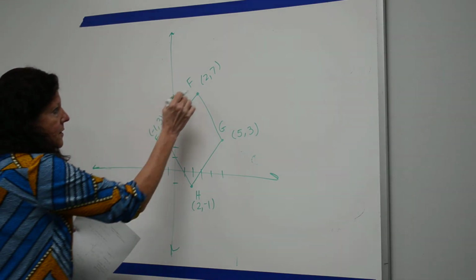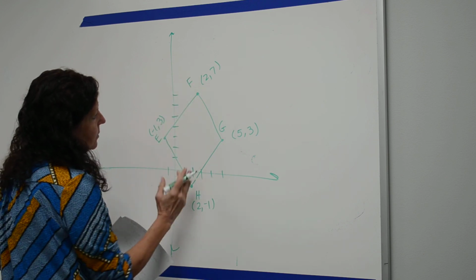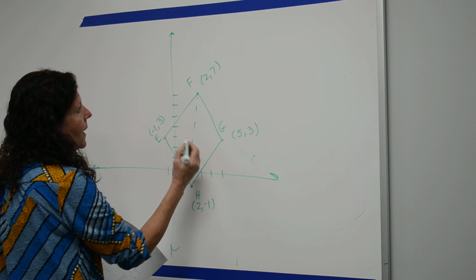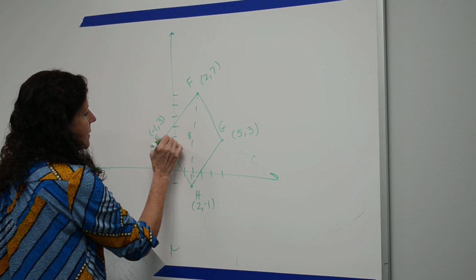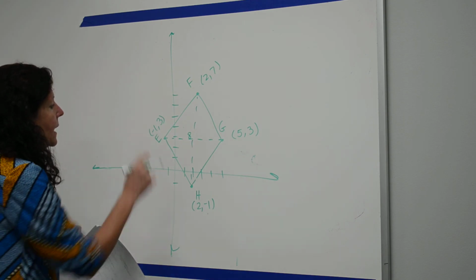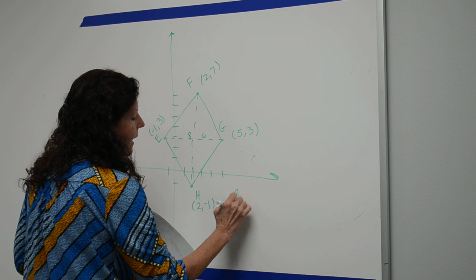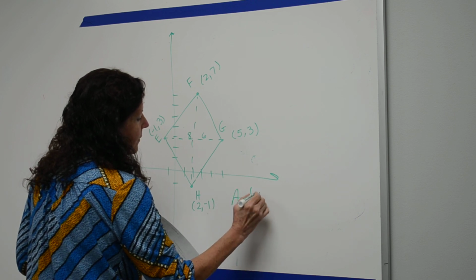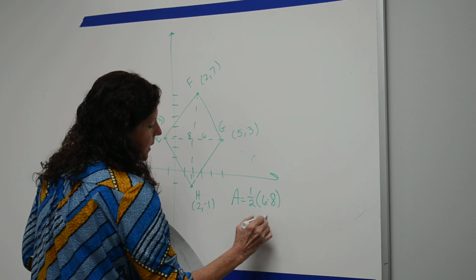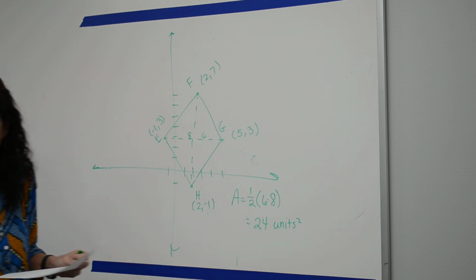Now, you could do distance formula here and here and here and here, but you can see that these two line up, so technically I could just count from -1 to +7, which is an 8. And again, you could use the distance formula there, but if it's horizontal, you can count, and so that's a 6. So I have that the area is equal to 1/2 6 times 8, or 24 units squared. All right, now you try one.